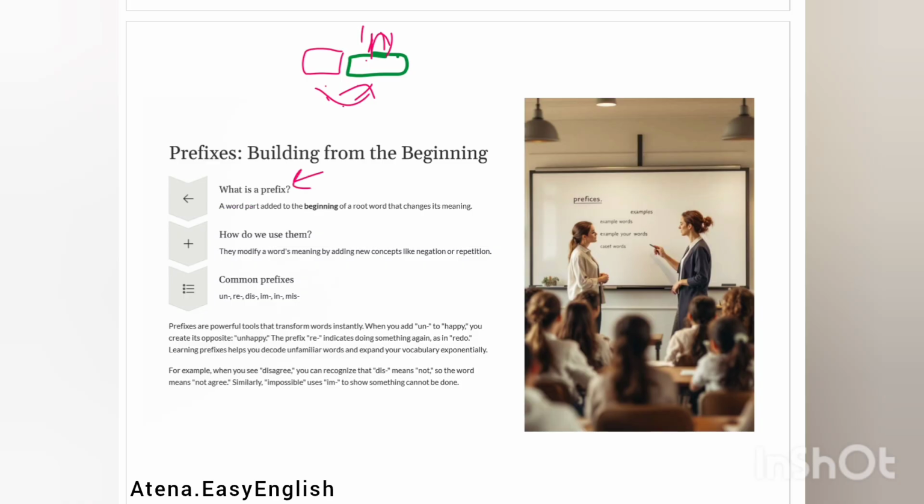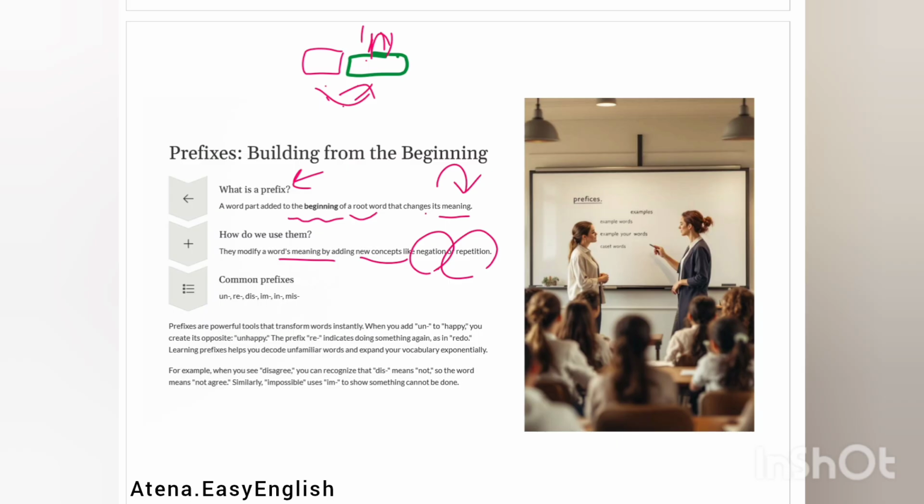So what is a prefix? A word part added to the beginning of a root that changes its meaning. So a prefix is added to the beginning of a root, and the root is the main part of your word. Yeah? You can add it, and it also changes the meaning. So how do you use them? They modify a word's meaning by adding new concepts like negation and repetition.